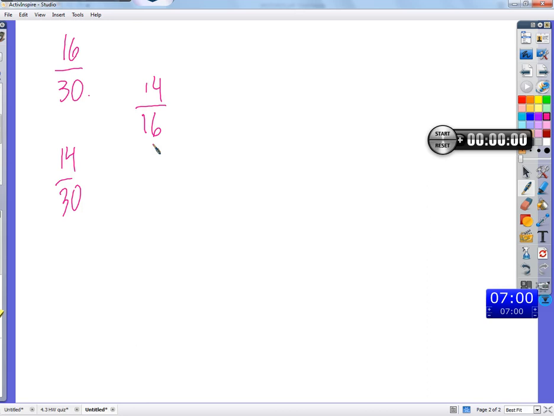So that's just the basics. We're just starting out writing ratios, understanding the language when we say this to that, comparing this number to that number. We're trying to convey a fraction.